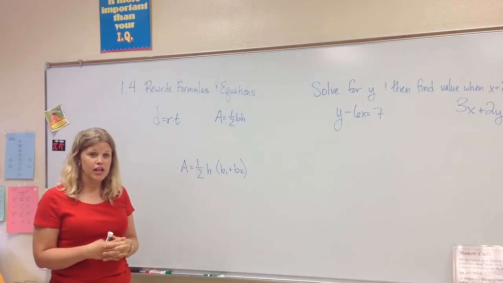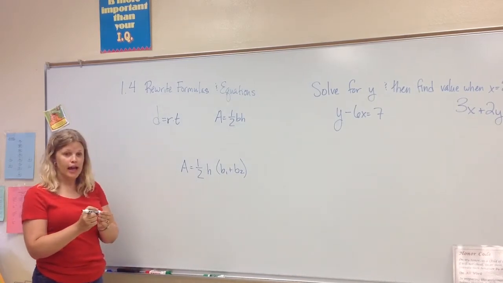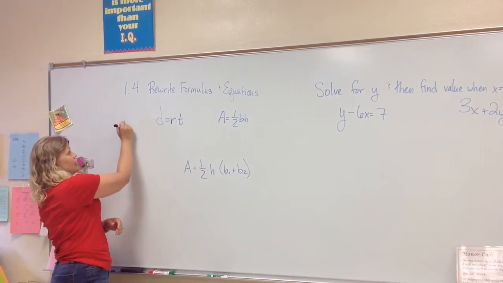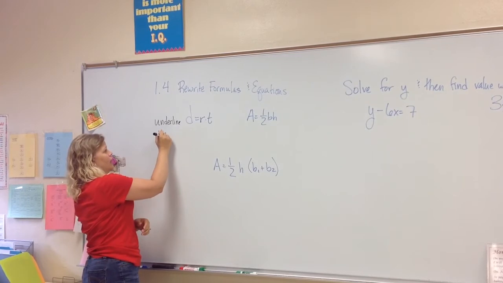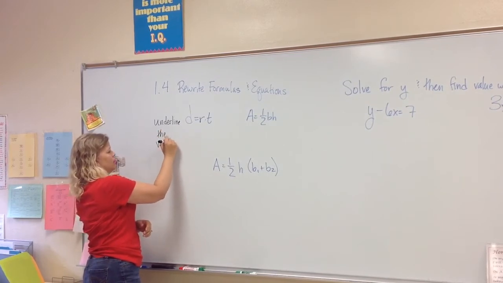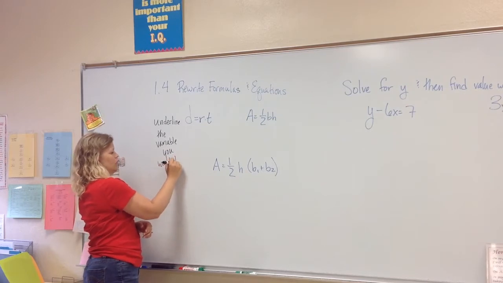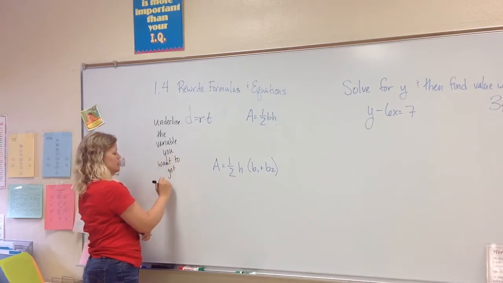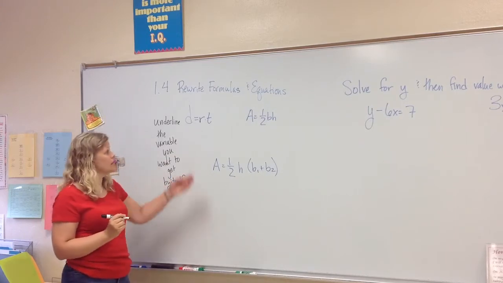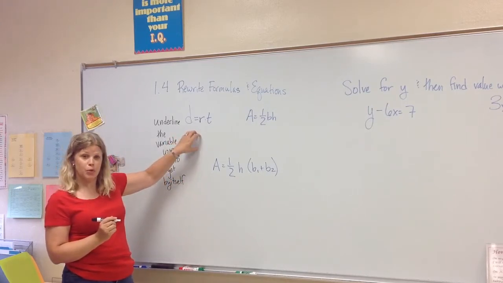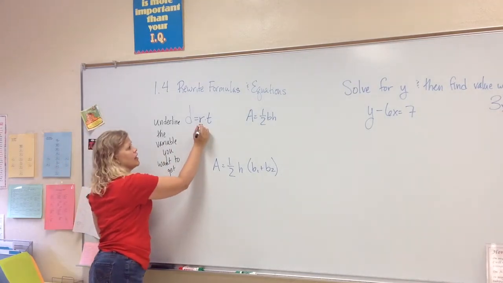Now, you're going to be asked to solve a formula for a specific variable, and that's really not that much harder than anything you've done before. One thing I'm going to always point out is underline the variable you want to get by itself. So in this first example, I want to get the R by itself. So I'm going to underline that.